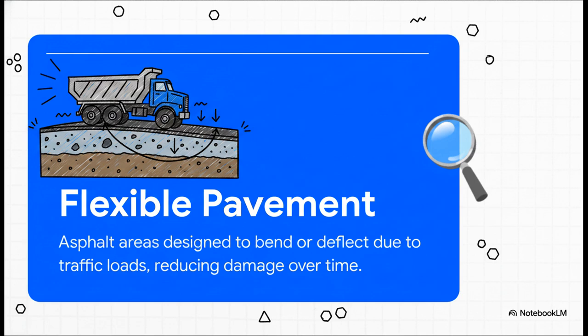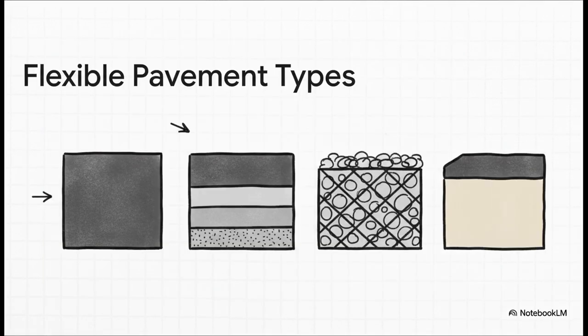I know it sounds a bit counterintuitive. You'd think you want the hardest surface possible, but rigidity isn't always the best defense. By flexing and distributing that heavy load down into those deep base layers we just talked about, the surface actually protects itself from cracking over time. And there isn't just one single way to build a flexible road either. Engineers have a whole toolkit.